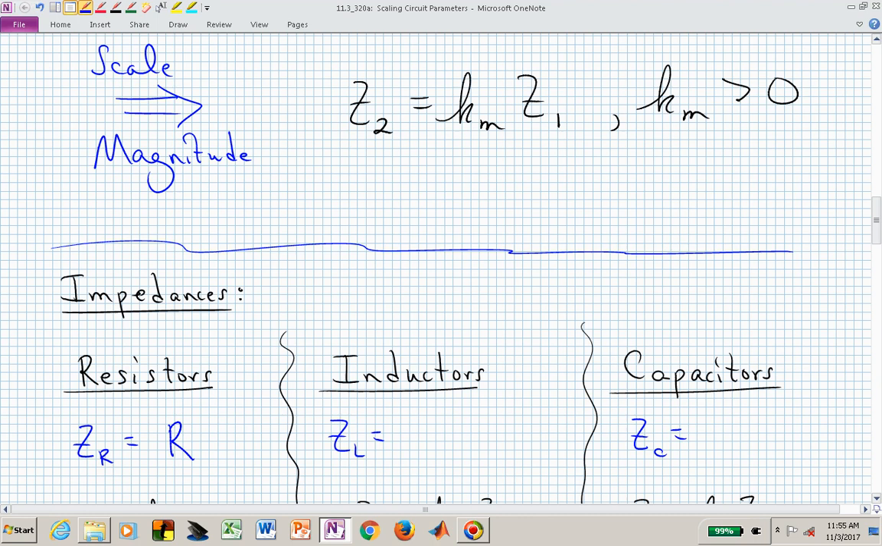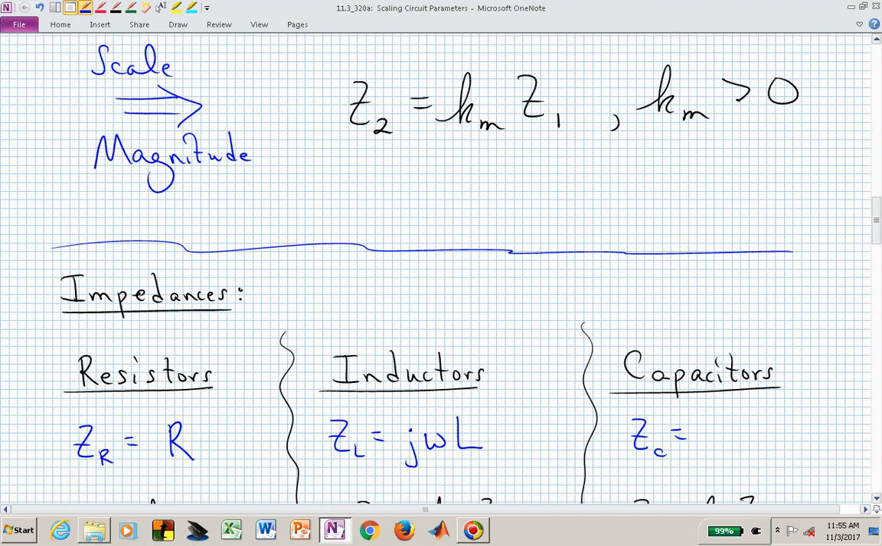The other columns, the inductors and capacitors, are a little different. What's the impedance of an inductor? Well, if you're thinking Laplace, you're saying sL. Well, now we're dealing with frequency relationships and not complex frequency. Now we want to let s equal j omega. So now the frequency relationship of an inductor is j omega times L.